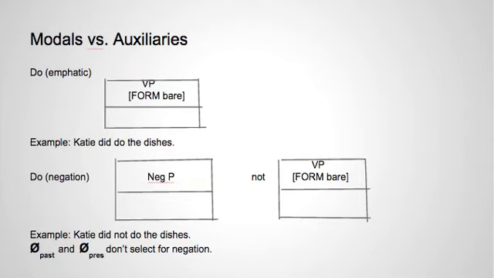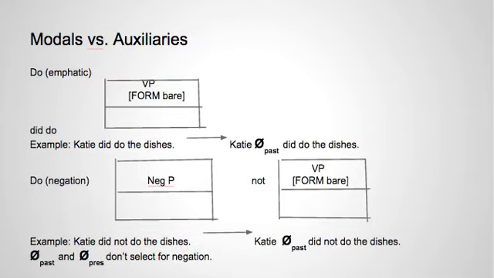The no past and no present, we do not select those for negation, since the tense in a sentence isn't in did, but in the silent no past. So it is expressed here. So Katie, which is the silent no past, did do the dishes. And that's where the tense occurs. Same thing for the second example, Katie did not do the dishes.